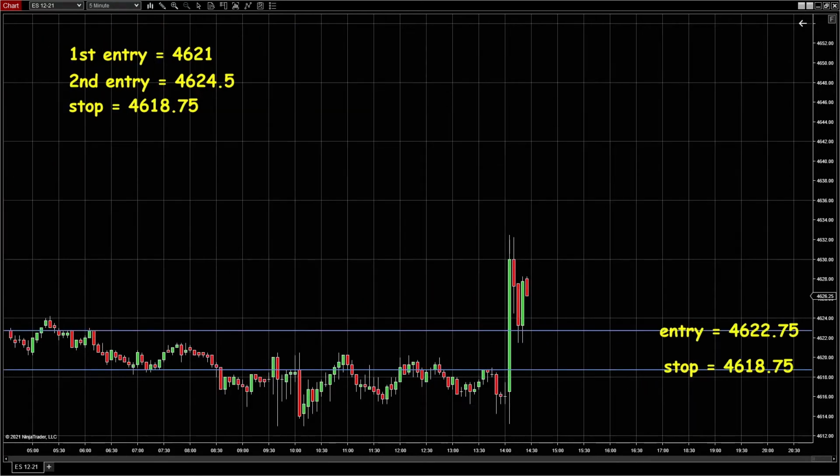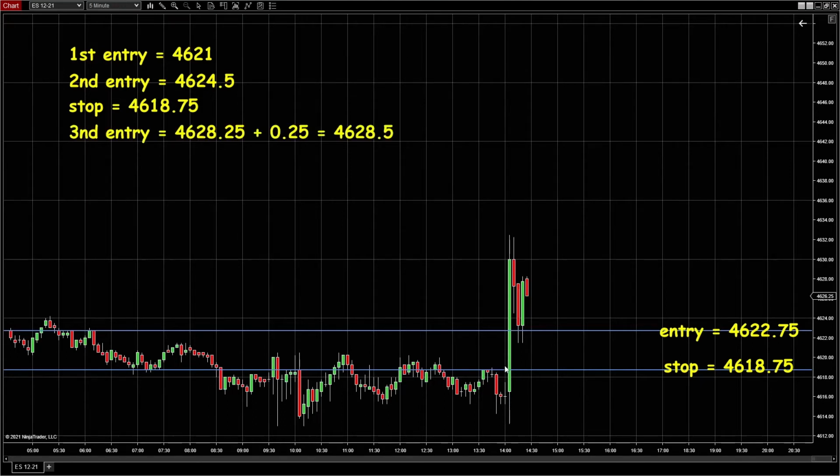After the first 5 minutes, you switch your chart from the 30-second to the 5-minute chart. And then you have two positions right now, and the average entry is 4622.75 on this line. And your stop is here, 4618.75.